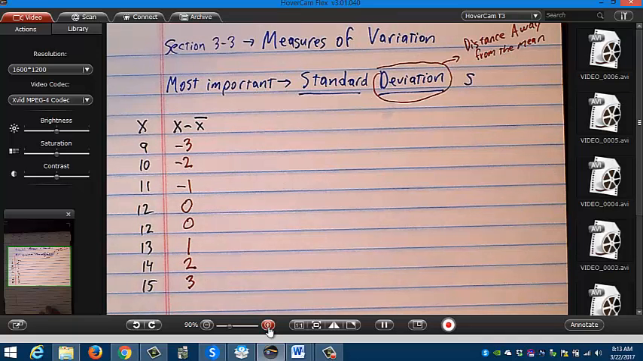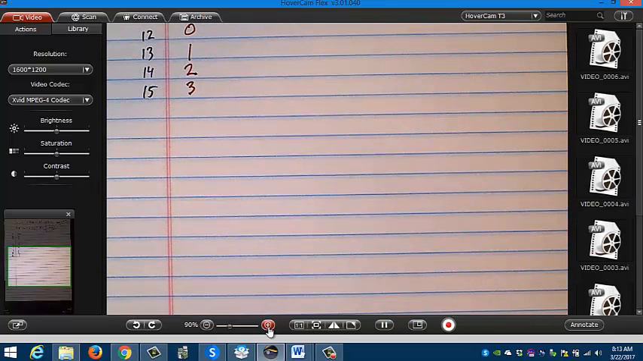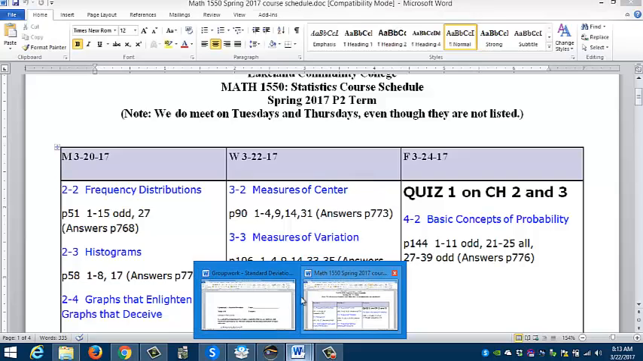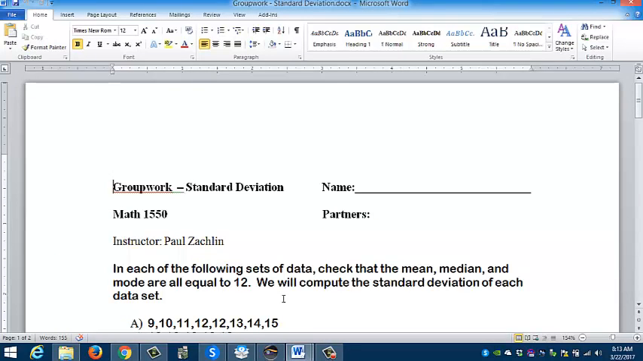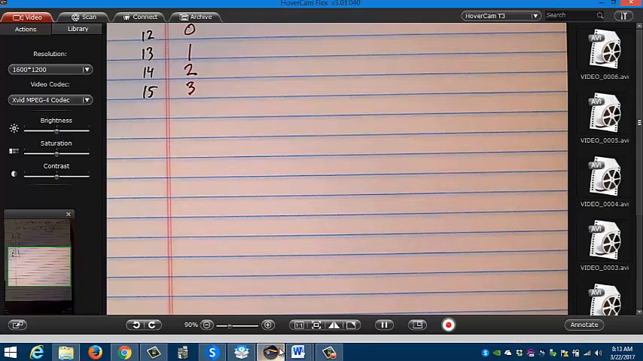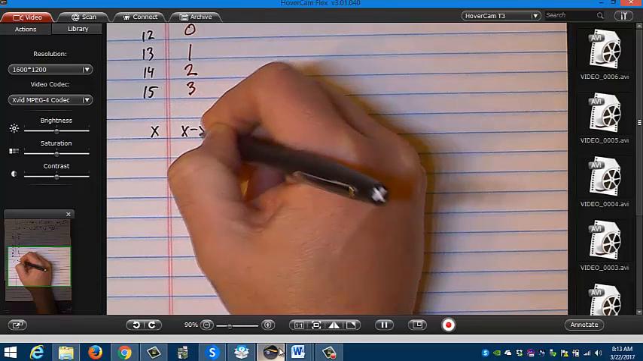I'd also like to take the second data set, B, which was a bunch of 12s. I don't know how many I had. Let me count them up. There's A. What did I say for B? Oh, just 5 12s. Okay. So let's look at that. Let's play the same game. Here's x, and here's x minus x bar.